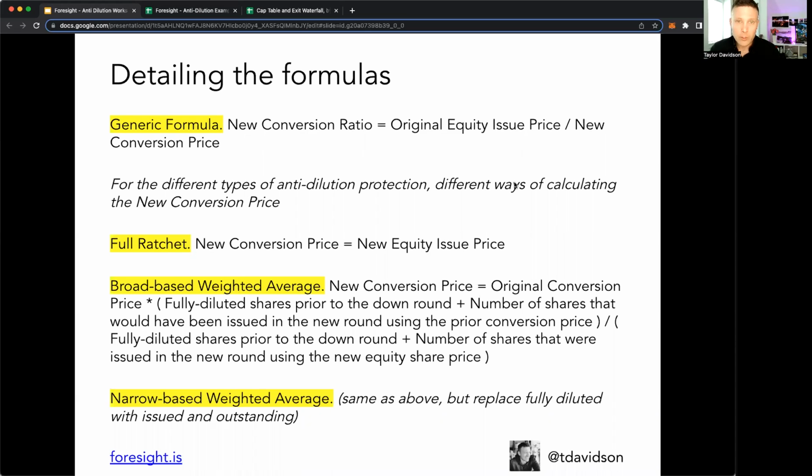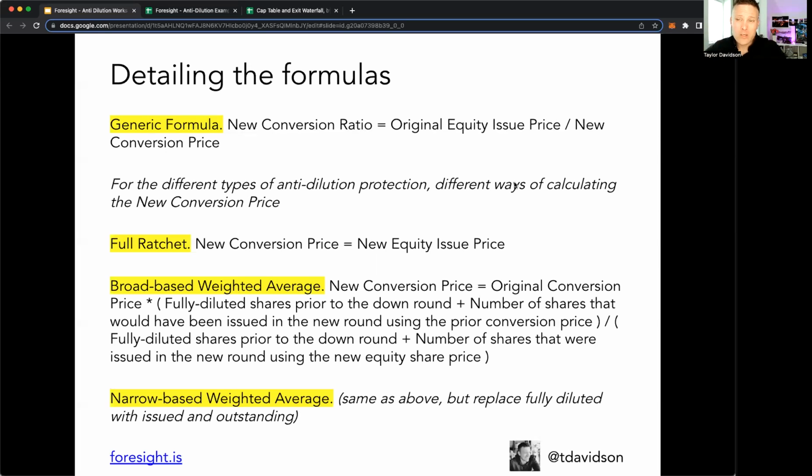What that means is it's fully diluted shares prior to the round plus the number of shares they would have received at the new equity price for the amount of capital that was raised during the round, divided by fully diluted shares prior to the round plus the number of shares they actually got at the original equity price.